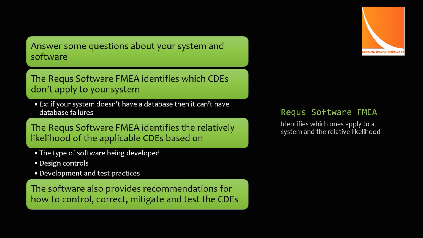The RecWiz software FMEA automates the common defect enumeration into the FMEA. You simply answer some questions about your system and software. It identifies which CDEs don't apply to your system. For example, if your system doesn't have a database, it can't have database-related failures. The software then identifies the relative likelihood of the applicable CDEs based on the type of software being developed, the design controls that you identify, and development and test practices you are employing. The software also provides recommendations for how to control, correct, mitigate, and test the CDEs.